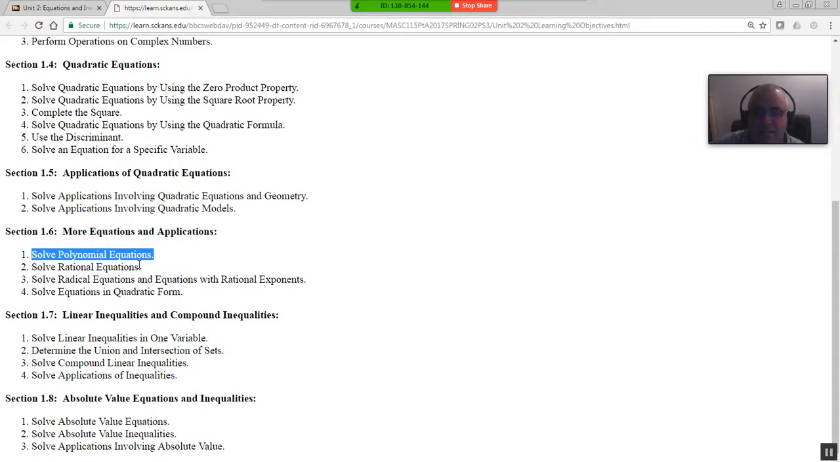Now our next topic is solving rational equations, but that's really no different than what we saw before. The difference here is sometimes when you get rid of the fractions, you may have a quadratic equation to solve at that point. And I've got examples out there you can take a look at.